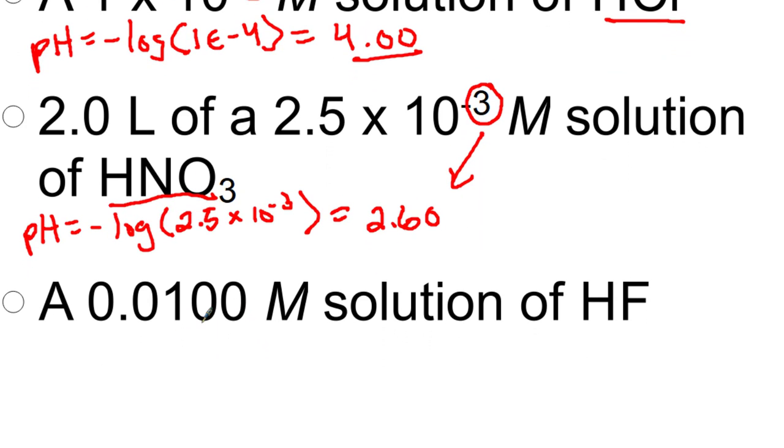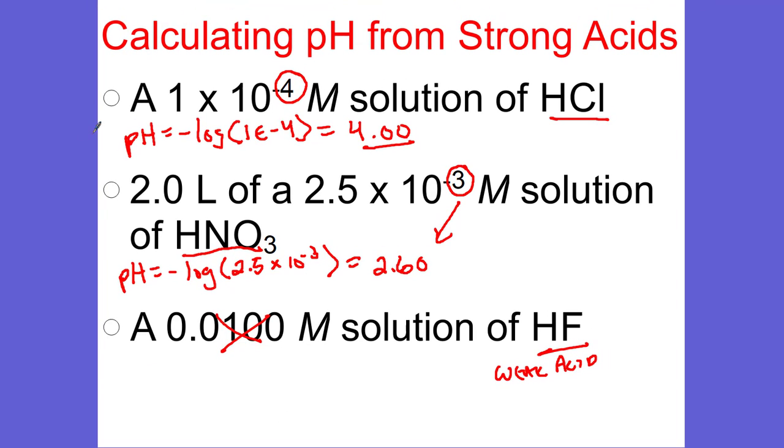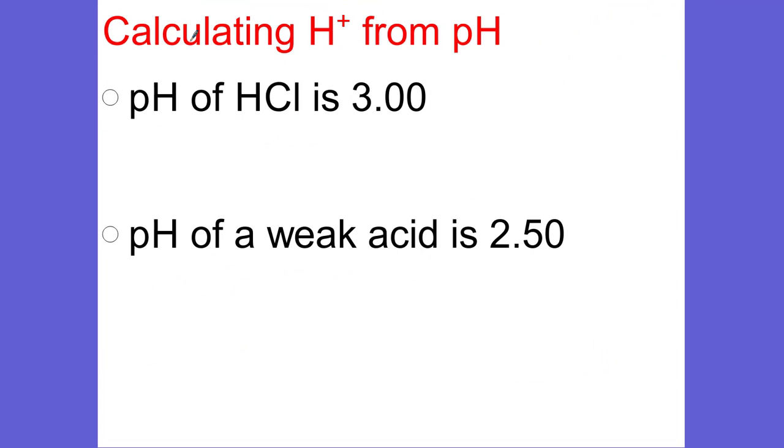Let's go to the third example. We have a 0.0100 molar solution of HF. What do we know about HF? HF is a weak acid. What do we know about weak acids? This is not the concentration of your H+. There's only a small percentage of H+ in there, which means we cannot do our pH calculations because it is not a strong acid. So let's go to calculating your H+ from your pH.